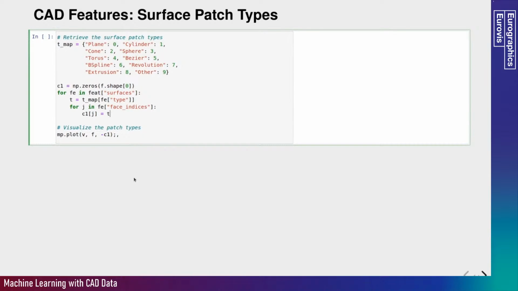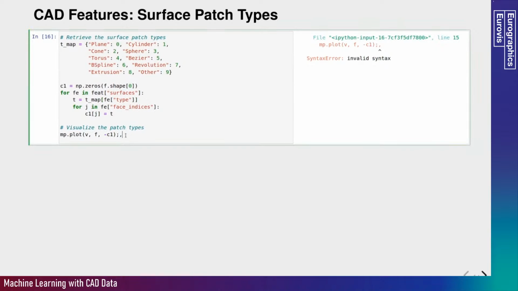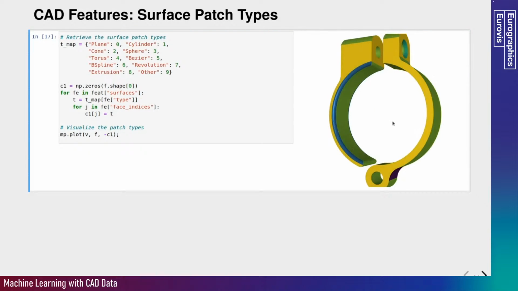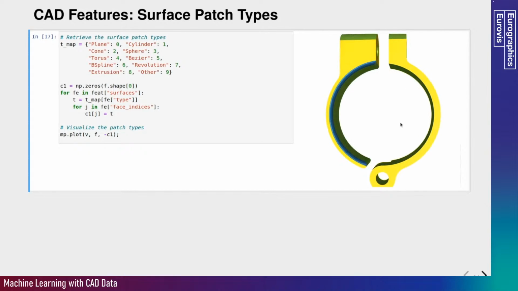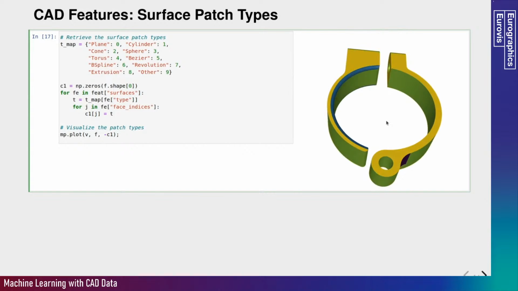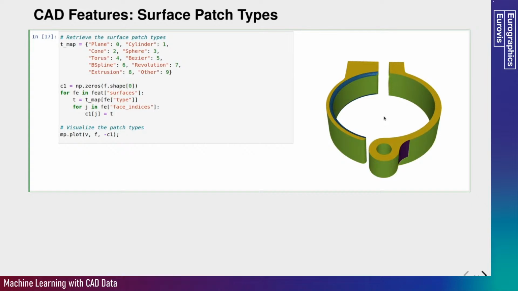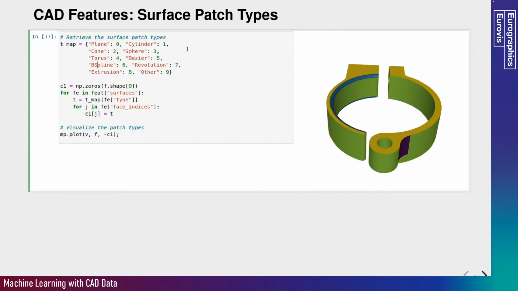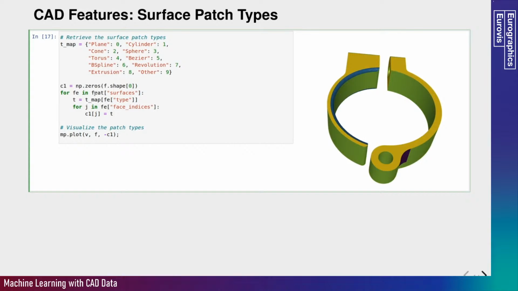Another feature in ABC are surface patch types. As these models are defined by parametric surface patches, each of these patches has a certain type. The types can be, for example, a plane, a cylinder, a cone, a sphere, a B-spline patch, and so on. So what we can also train here is a machine learning model that estimates the surface patch types for a point cloud, for example.